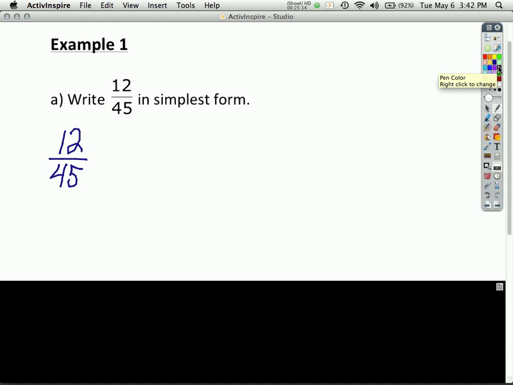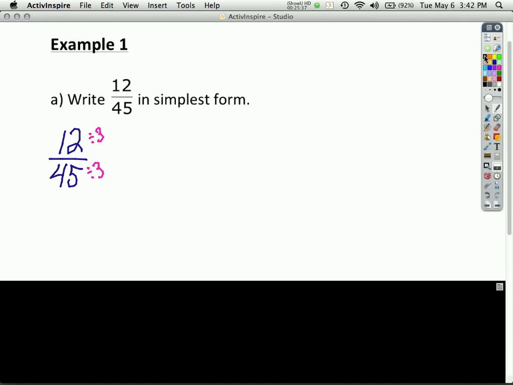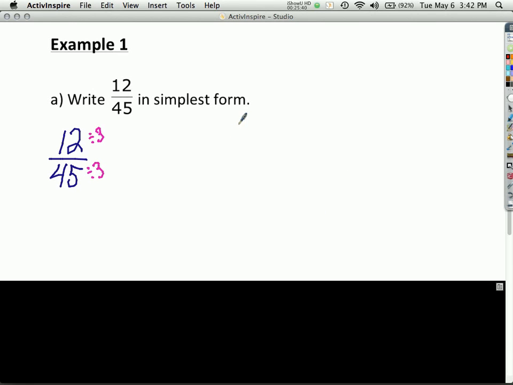Very good. That was a really well thought out answer. If we divide the top and the bottom by 3, 3 is the greatest common factor. What that means is 3 is a factor of 12, 3 is also a factor of 45, and that's the greatest factor they have in common. So if I do 12 divided by 3, I get 4. And if I do 45 divided by 3, I get 15. And so in simplest form, I get 4 over 15. And that's what I was looking for. There are no more common factors between the top and the bottom.